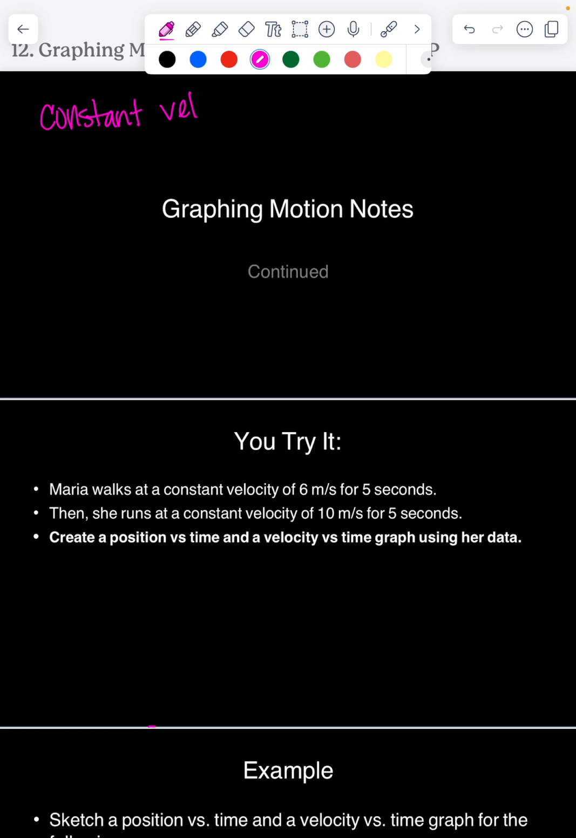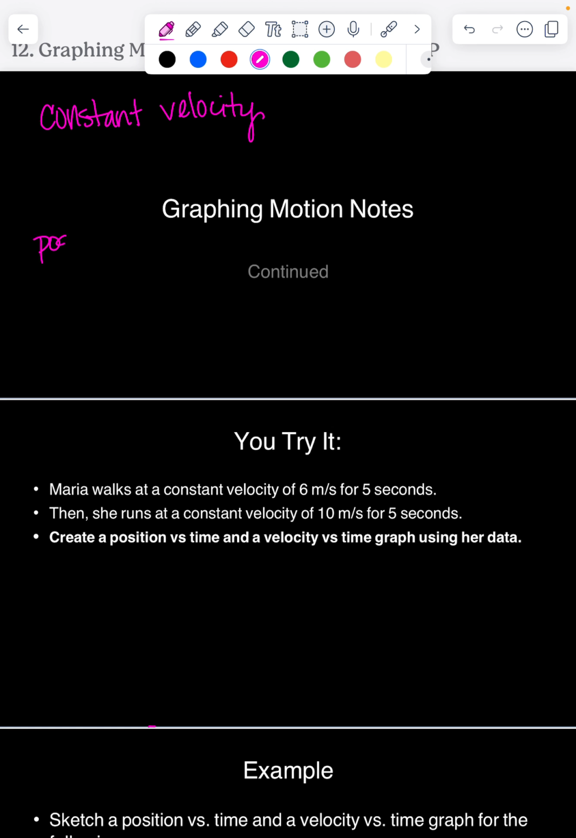Okay, so constant velocity means that we are not going faster, we are not going slower, and we're not changing direction. All right, so for these, we're going to have graphs that are super, super simple, but we need to know what each of those segments mean on a graph so that we can know those before we move on to acceleration.